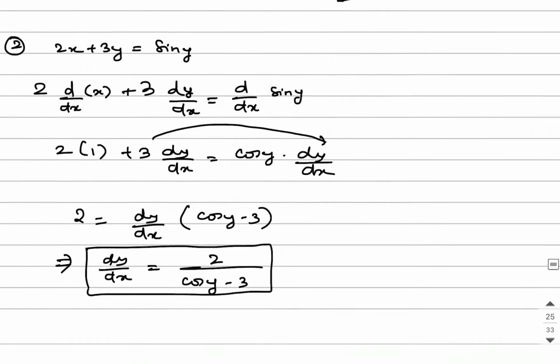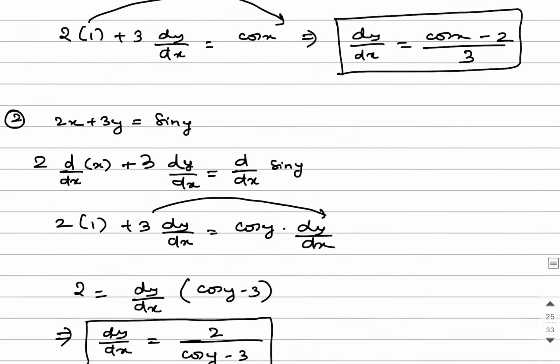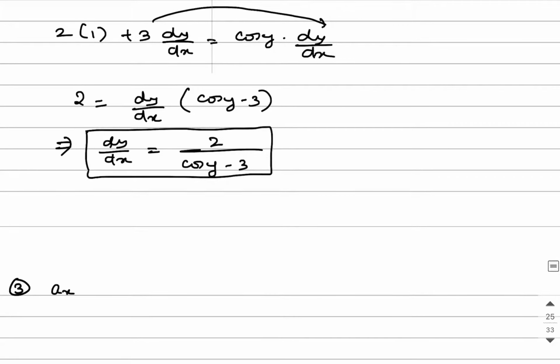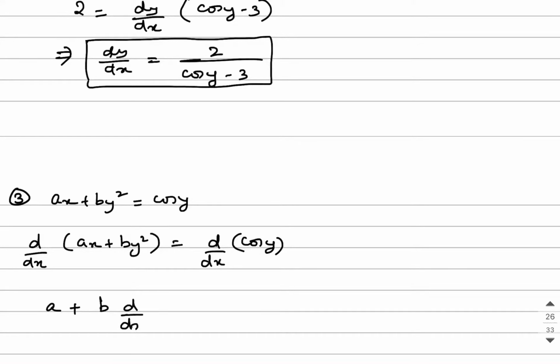Third question, find derivative of ax plus by square is equal to cos y. So again differentiating on both the sides, d by dx of ax plus by square is equal to d by dx of cos y. So derivative of ax is a plus b into d by dx of y square is equal to d by dx of cos y, that is minus sin y into dy by dx.